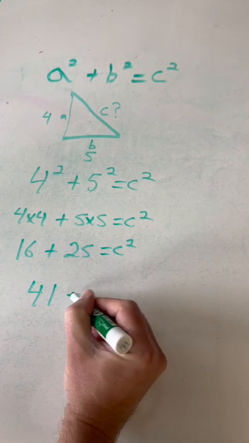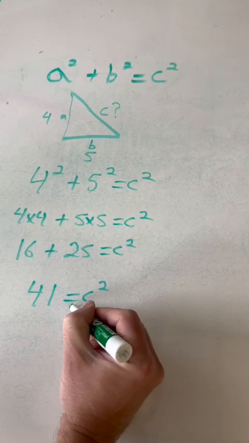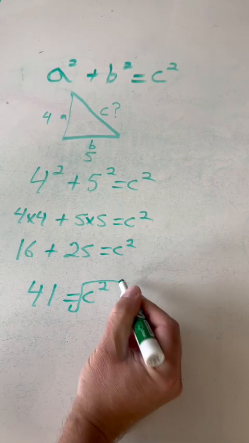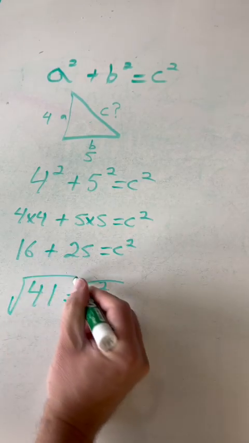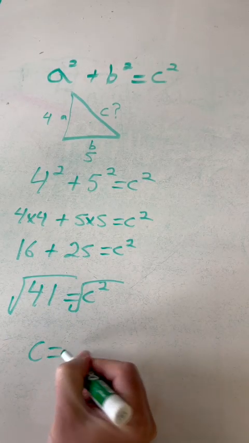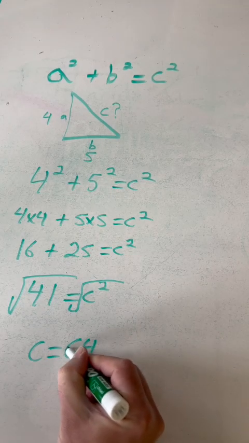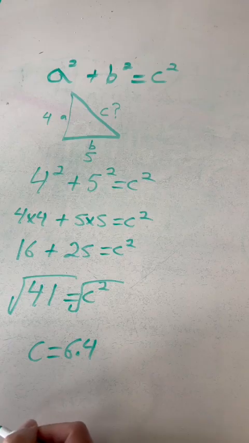We see that we have a c squared on this side, so we can't leave the c squared, so we're going to do the opposite of squared, which is square root. And what we do to one side, we do to the other, so we take the square root of 41 as well. We end up with c equals 6.4. And don't forget to add the units, which is either centimeters, meters, inches, or whatever the question has.